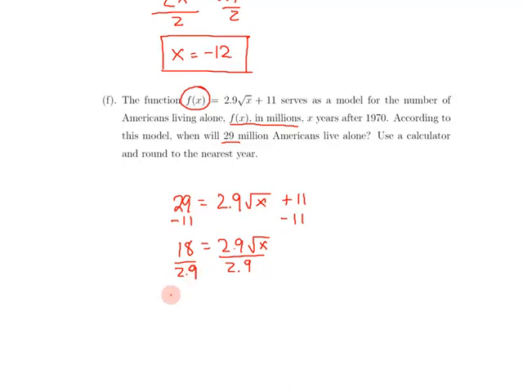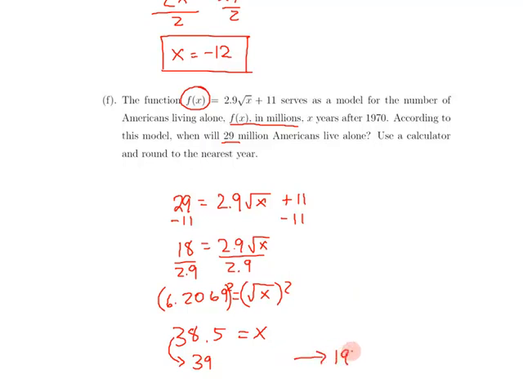Gives me roughly 6.2069 equals the square root of x. If I square both sides, I'm going to get x is equal to 38.5, which rounds up to 39, right? So that means 1970 plus 39 years means that should happen in year 2009.